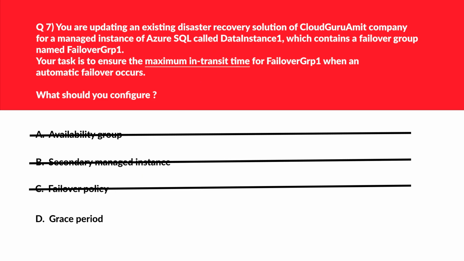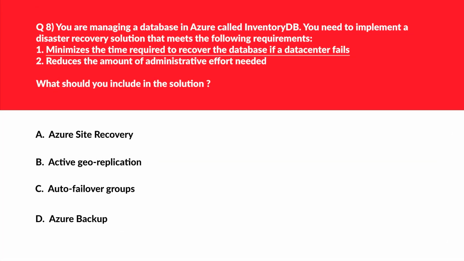We are left with option D, that is grace period. Grace period allows us to configure the maximum in transit time before an automatic failover occurs, ensuring that the failover process adheres to desired time constraints. That being said, D is the right answer. We'll log this.